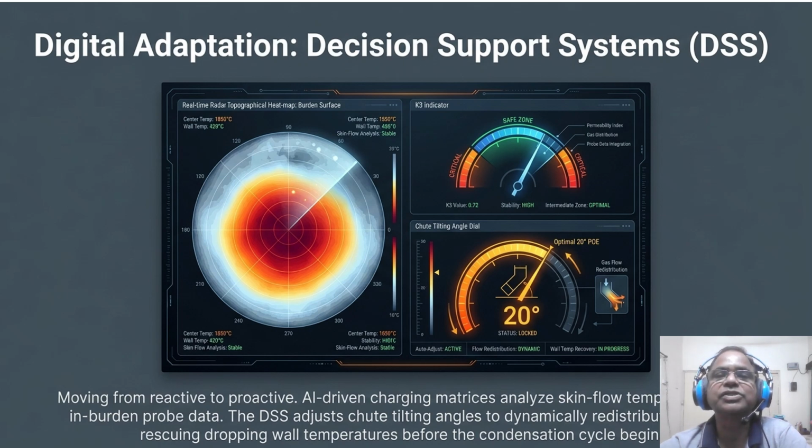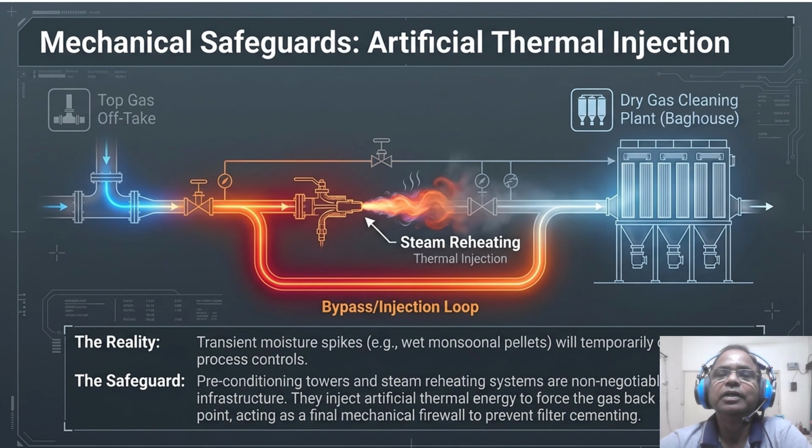So when digital is not enough, we turn to mechanical intervention, and this mechanical intervention is being shared here. So as you can see, these transient moisture spikes like monsoonal pellets can overwhelm any operator. The bypass or injection loop is your firewall. So by injecting steam, we force the gas back above the dew point before it hits the baghouse. So this is not negotiable infrastructure for protecting your gas cleaning plant.